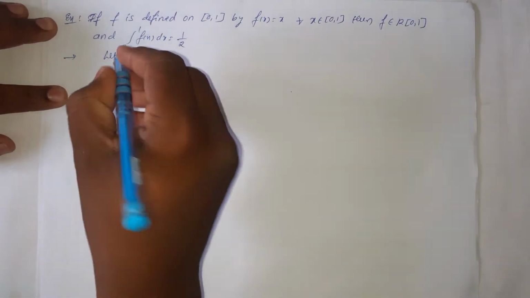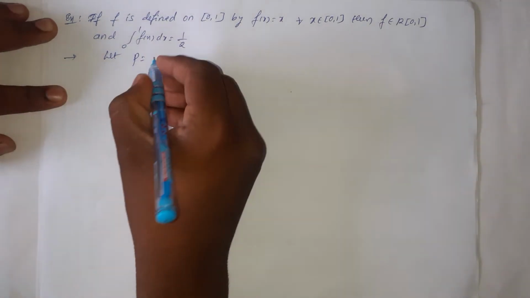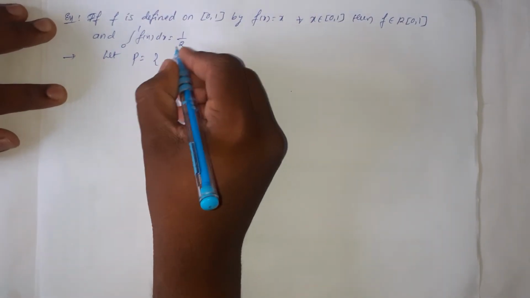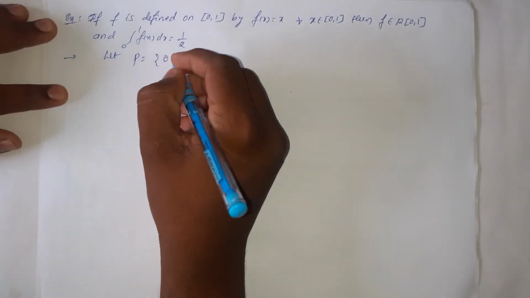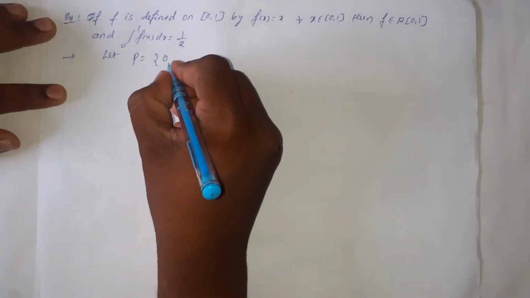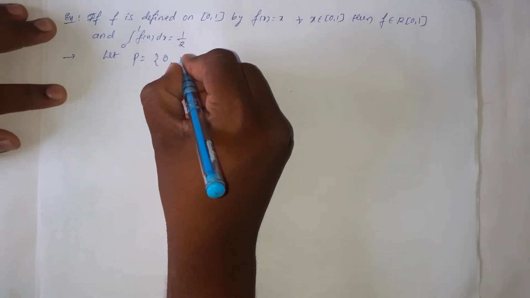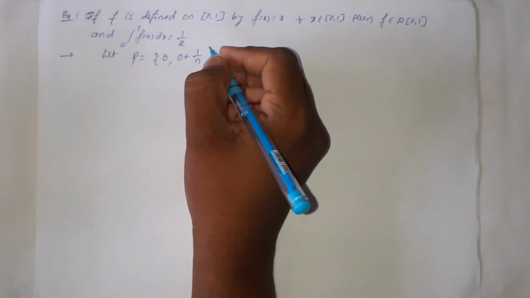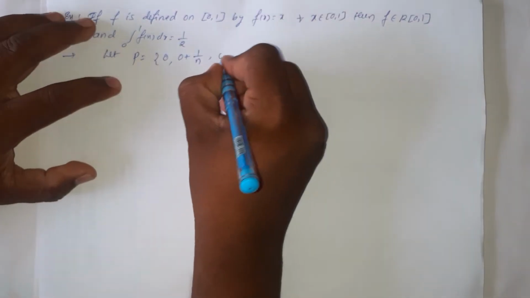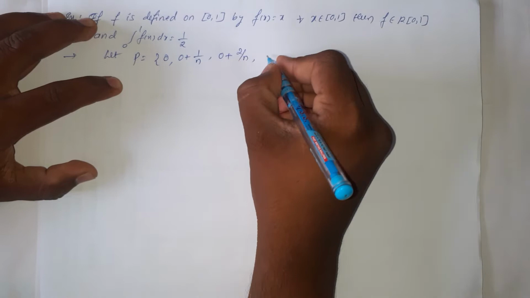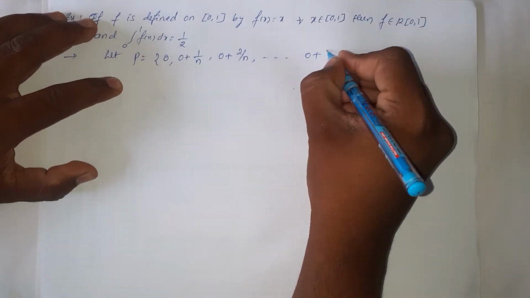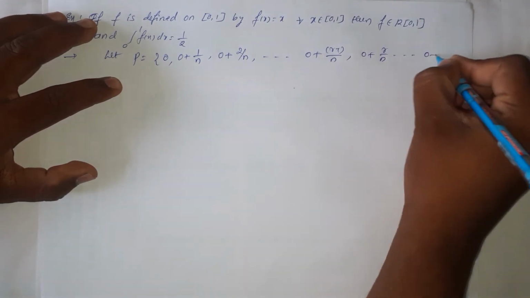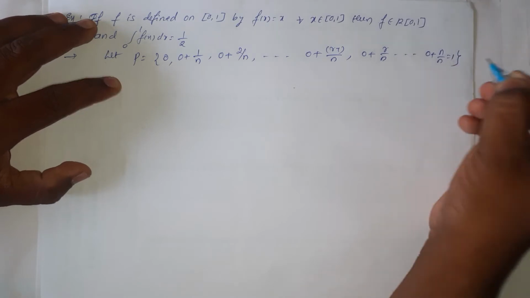So let P be the partition. We already know how to divide the given interval into n equal parts. The first value is 0 as it is, that is x0, then x1 is equal to 0 plus 1/n, then 0 plus 2/n, and so on, 0 plus (r minus 1)/n, 0 plus r/n, and so on, 0 plus n/n, which is equal to 1.